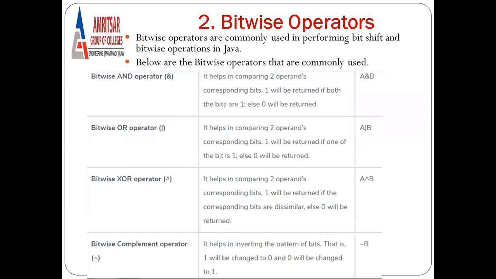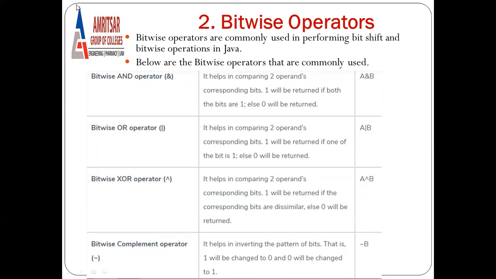So now bitwise operators. Bitwise operators are commonly used in performing bit shift and bitwise operations in Java. So here the operation will be performed on bits. In a computer we have two bits, 1 and 0. So now the operation will be performed on 0 and 1. Firstly, the bitwise AND operator. Its symbol is given in brackets. It helps in comparing two operands. For example, operand 1 containing bit 1 and operand 2 containing bit 0. So AND will return 0.